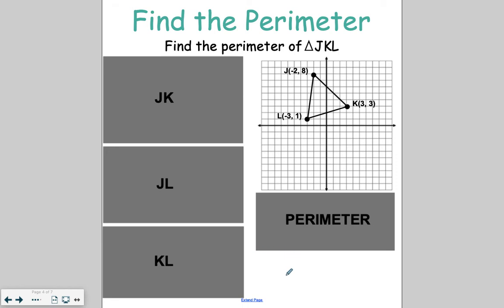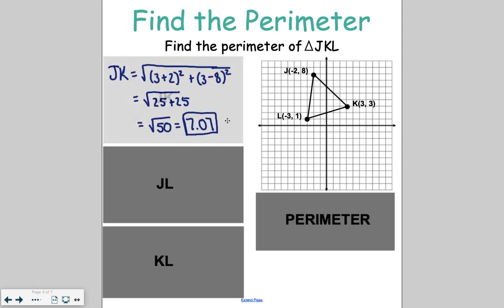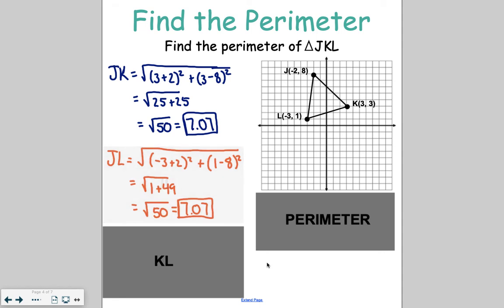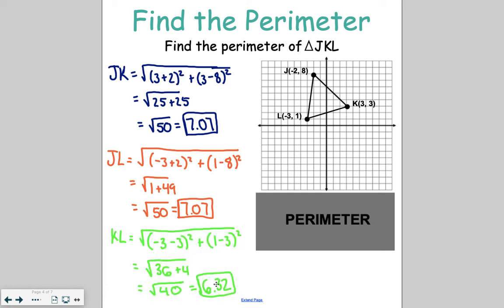All right, in order to have you try this one on your own, I'm going to have you walk through it piece by piece. So first, I want you to find side JK. Your answer for that is 7.07. Now I want you to find side JL. Your answer for that one is also 7.07. And finally, I want you to find side KL. Your answer for that is 6.32.